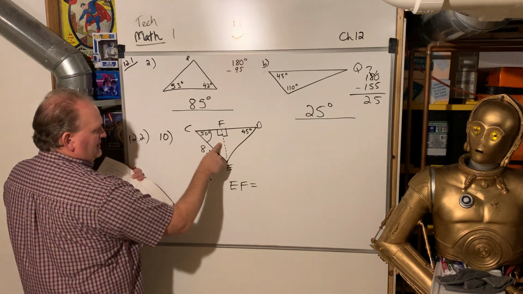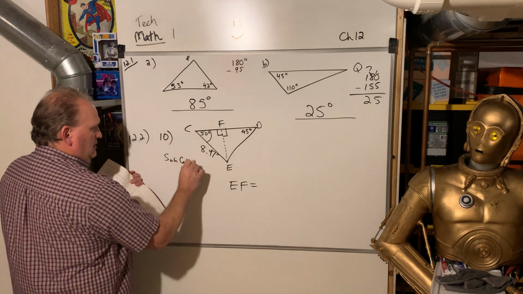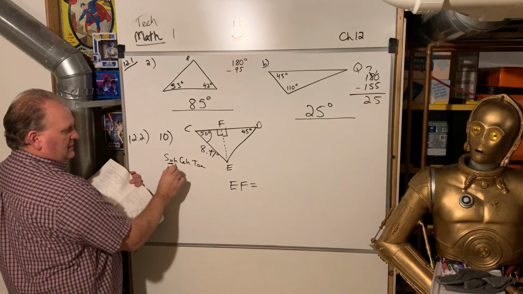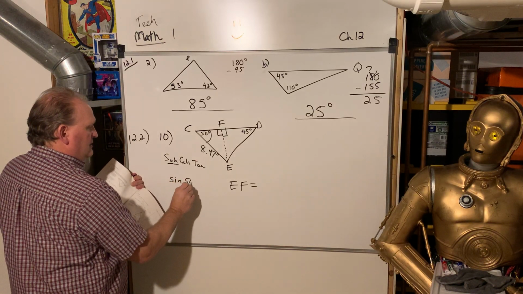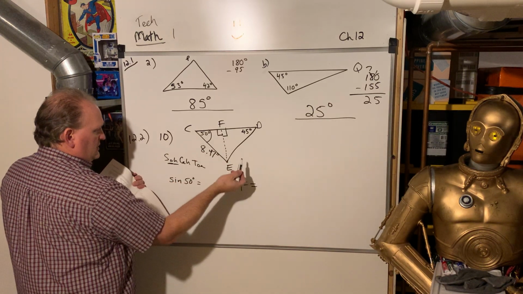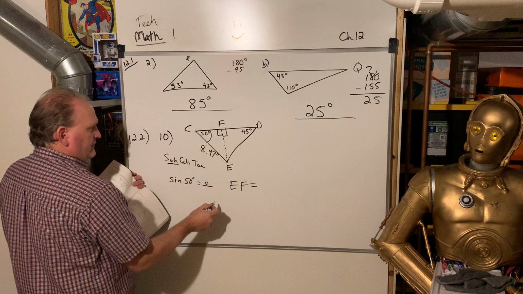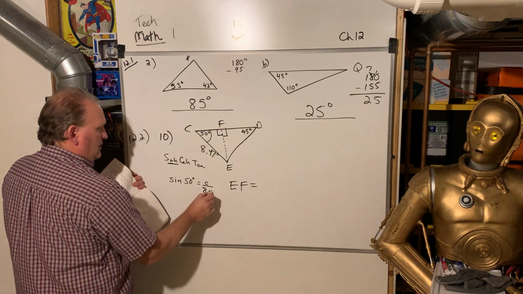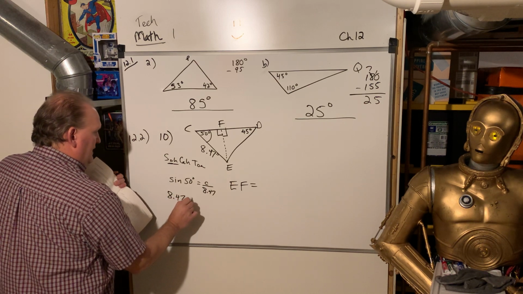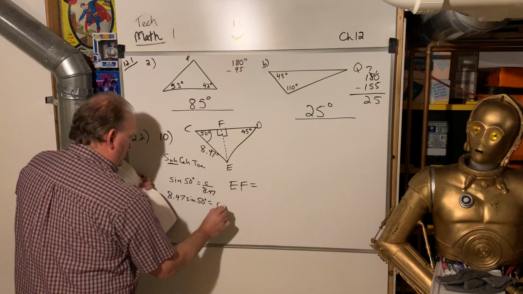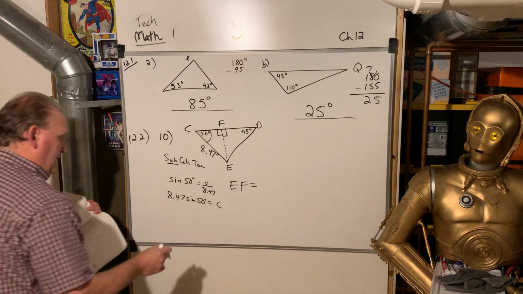So opposite and hypotenuse is sine, right? SOHCAHTOA. The sine of 50 degrees is equal to, we'll call that little c, over 8.47. So the missing side, EF, is going to be 8.47 times the sine of 50 degrees. You pop that in your calculator. It is 6.49.